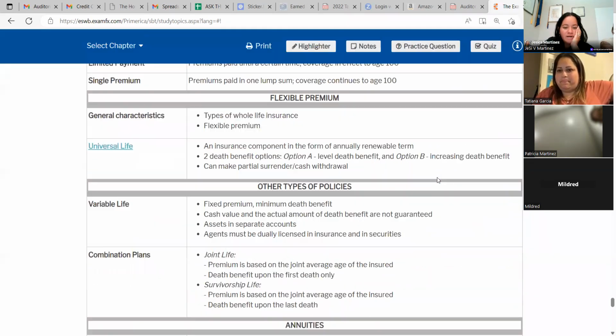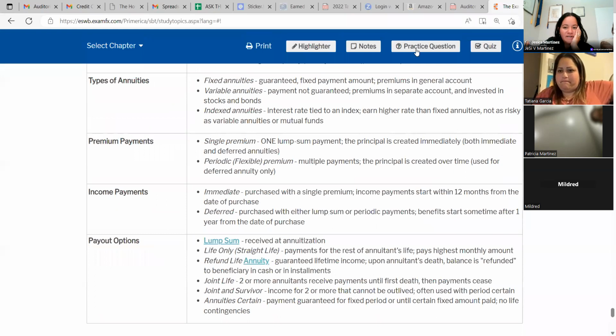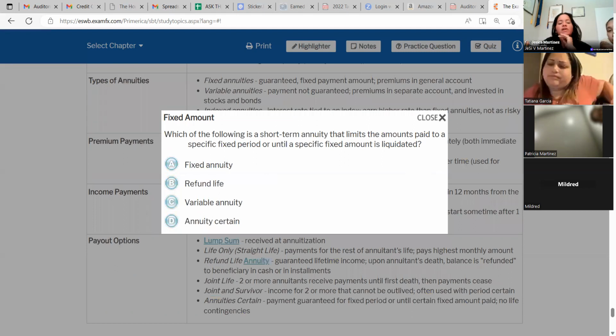Okay, let's do one more. This is the whole summary of everything. Let's do a practice question. Which of the following is a short-term annuity that limits the amount paid to a specific fixed period or until a specific fixed amount is liquidated?